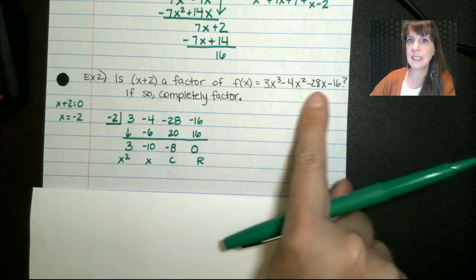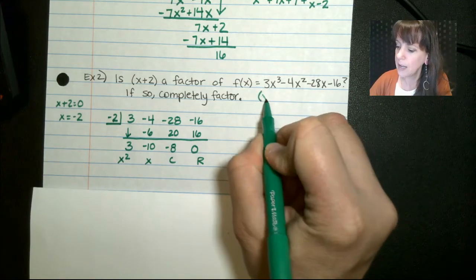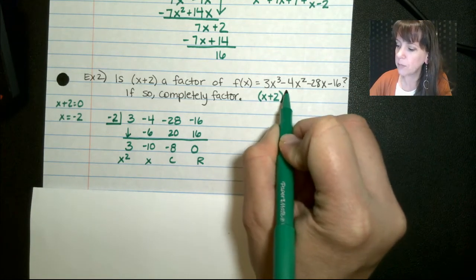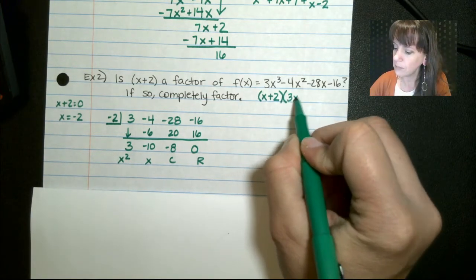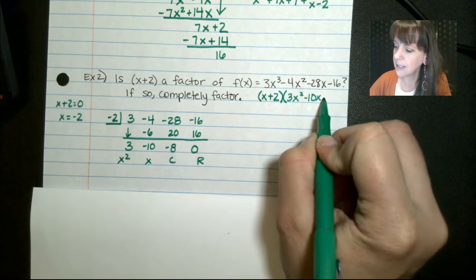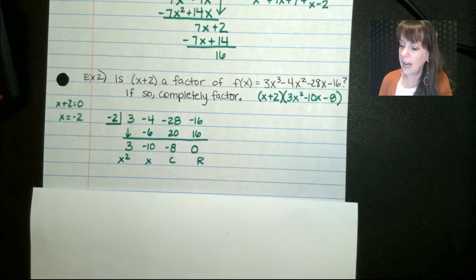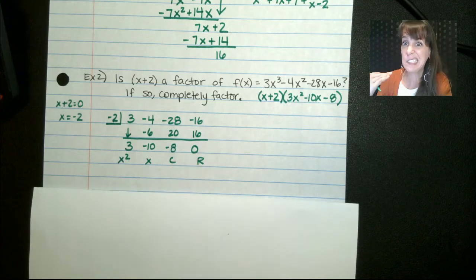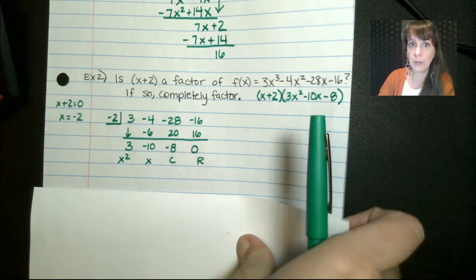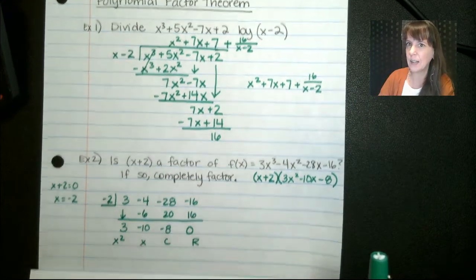So I'm going to take this and I'm going to factor it right below here. X plus 2, and then remaining, what I have is 3x squared minus 10x minus 8. And then remainder is 0. If that was anything but 0, not a factor. So like back up here where we had a remainder of 16, not a factor.